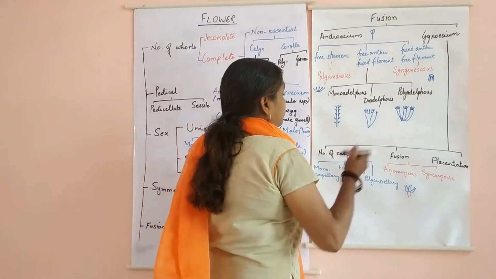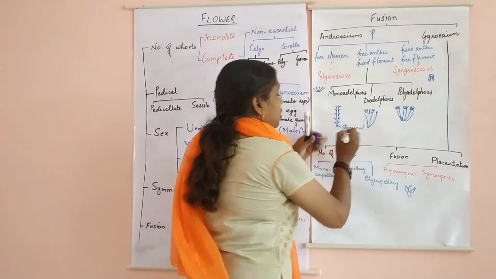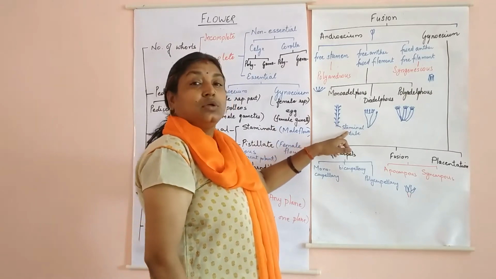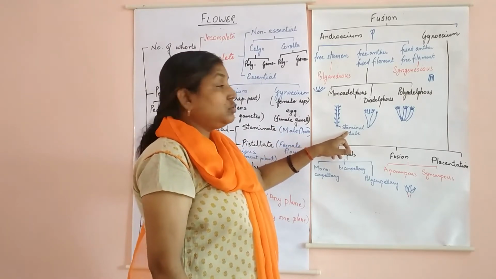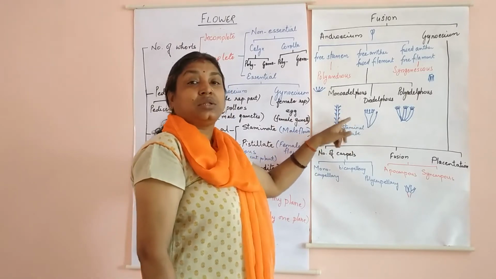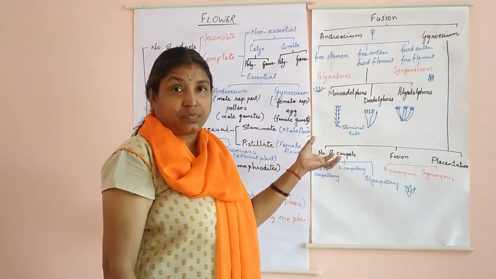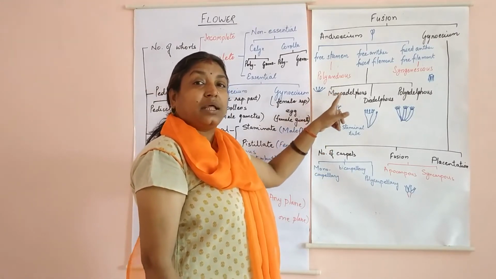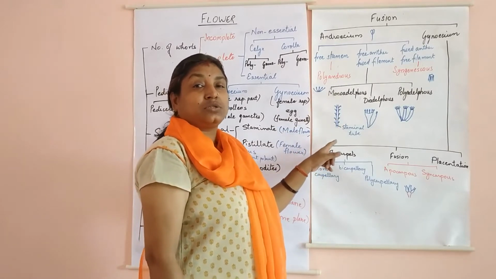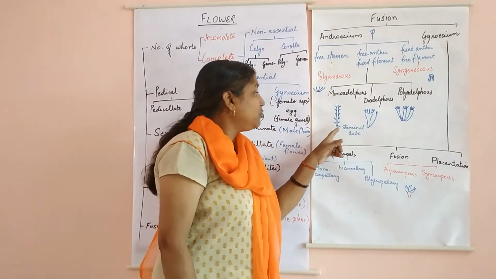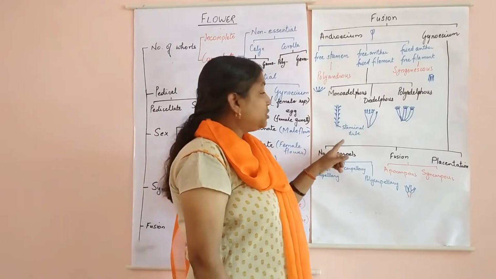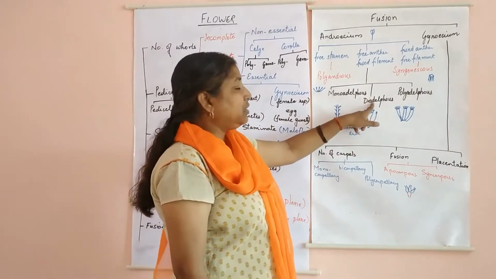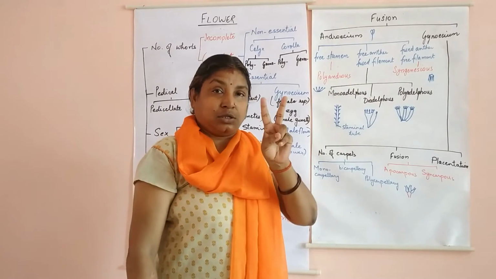So this is your staminal tube. So all the filaments will fuse to form a staminal tube and the anthers will remain free. This condition you might have seen in hibiscus, the shoe flower. In that hibiscus you will see all the anthers are free and there is a single tube. That tube is made up of fused filaments and that tube is known as staminal tube. Example is hibiscus.